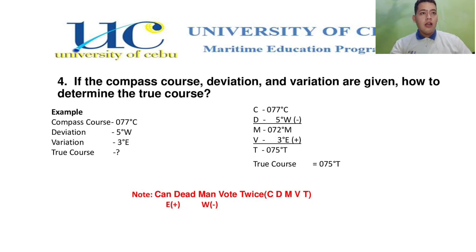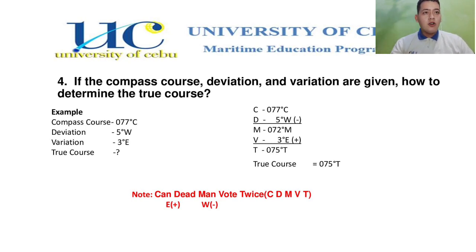Question number 4. If the compass course, deviation, and variation are given, how do we determine the true course? To get the true course with these values given, we need to use the correcting method, the CDMVT, also known as Can Dead Men Vote Twice. We have our example below.